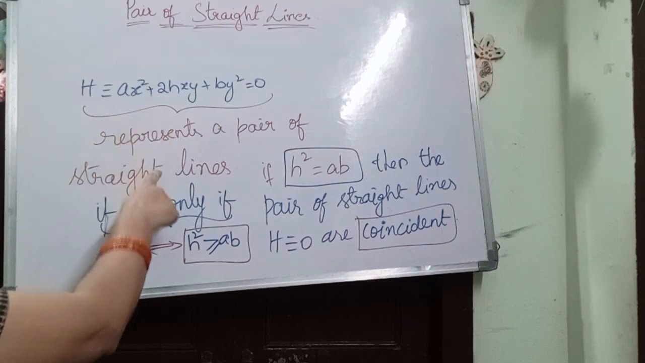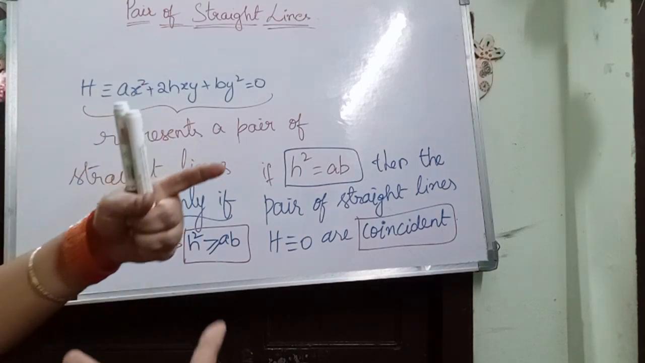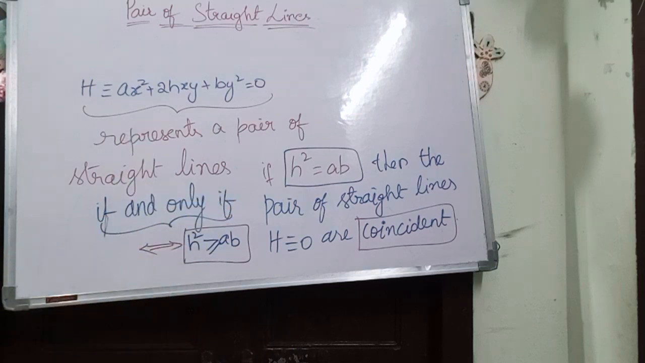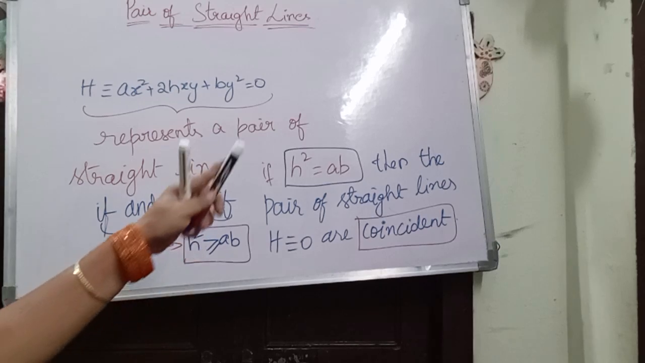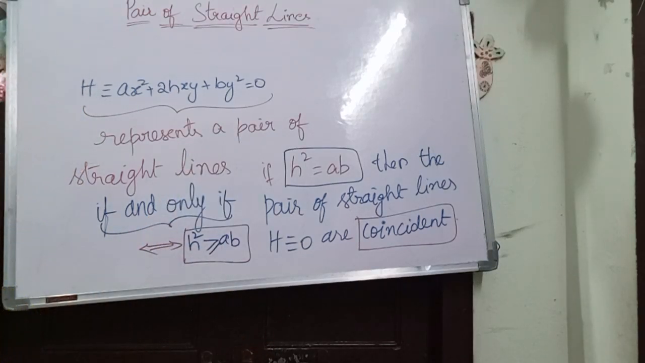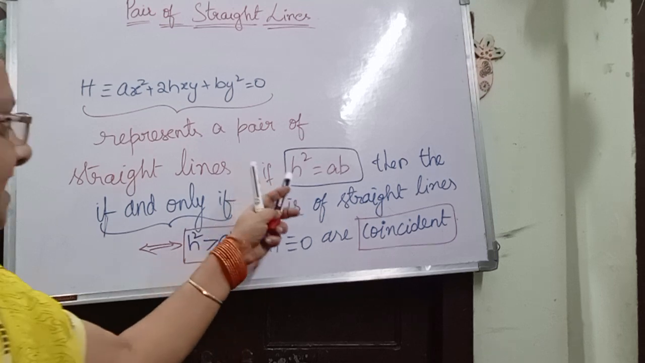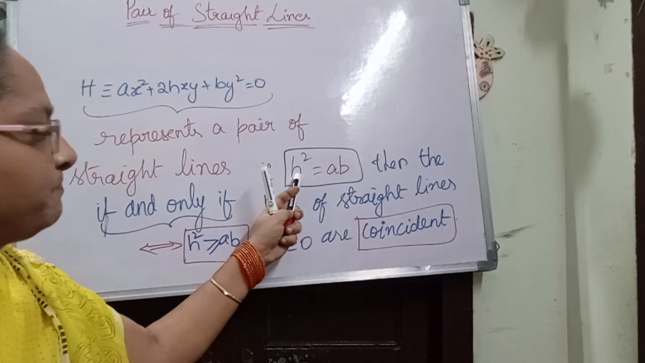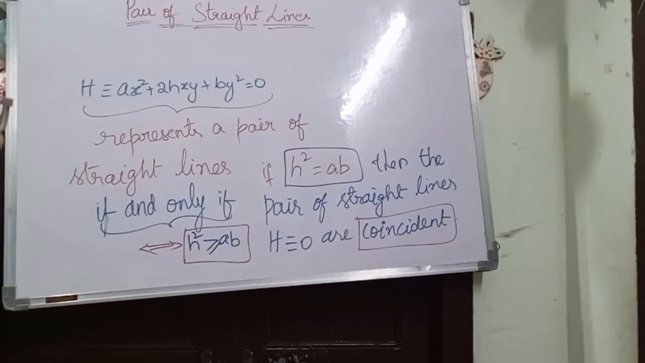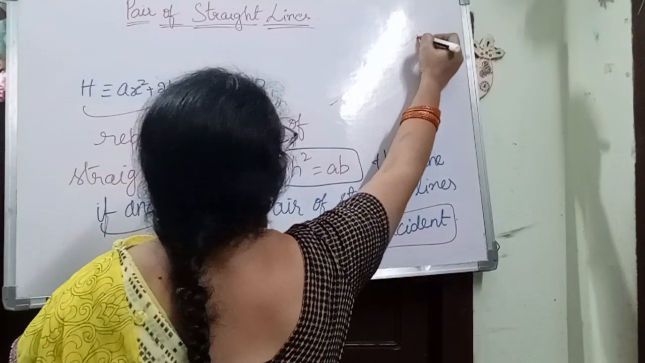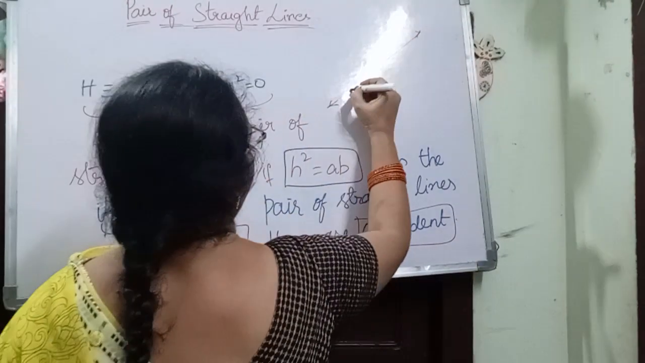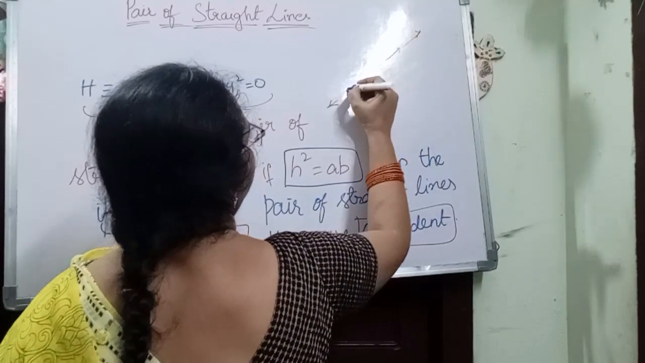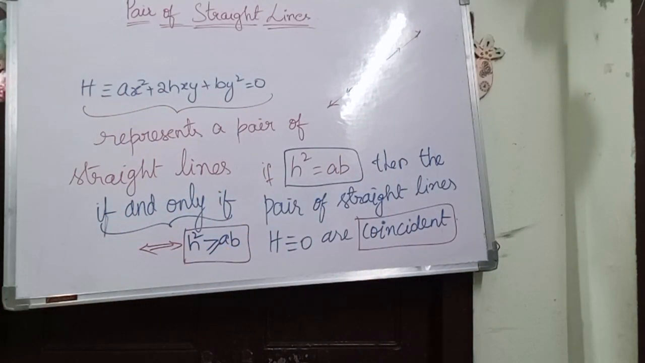Generally you see the two lines in different places, and then the condition is h square greater than or equal to ab. If you see the two straight lines as one line, then the condition is h square equals ab. What is coincident? If you have a straight line like this, the other line of the pair will be on this same line itself. We call those coincident lines, right?